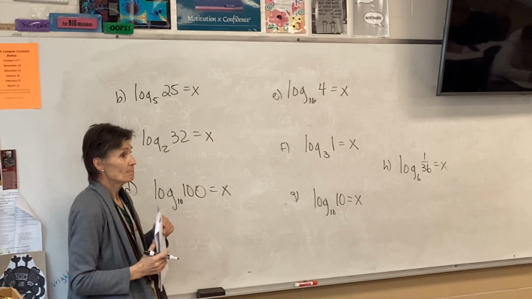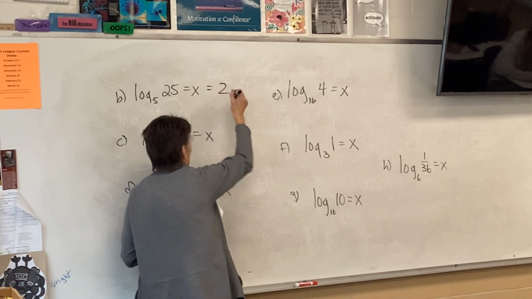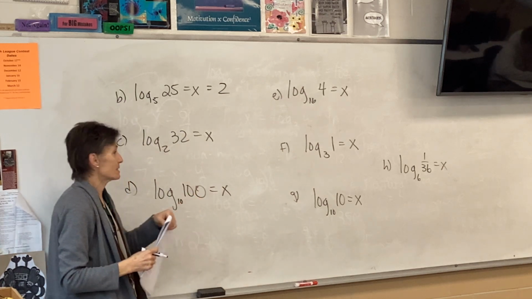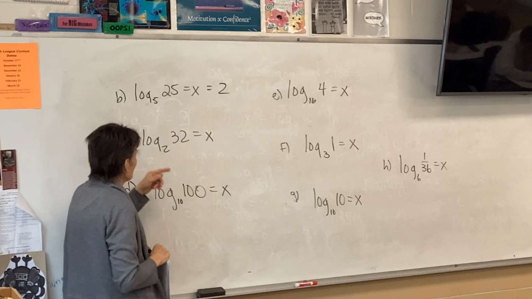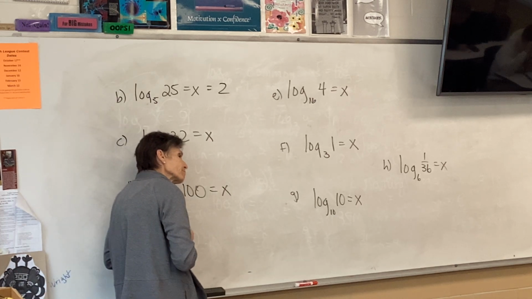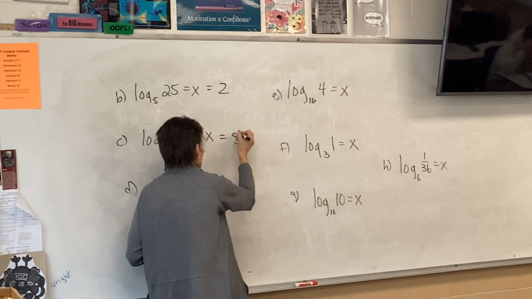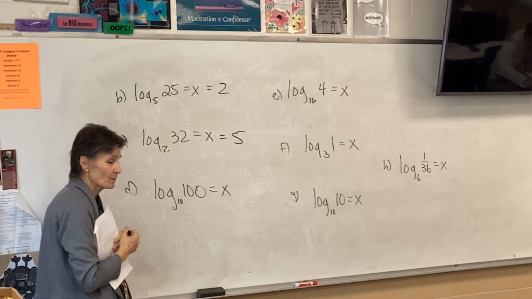Ellen, did you get B? X equals 2. What does the group think? Good? Perfect. All right, how about C? Joe Funk, what'd you get for C? 5. Mm-hmm. Yep, don't doubt yourself. 2 to the 5th is 32. That's exactly right. Very good.